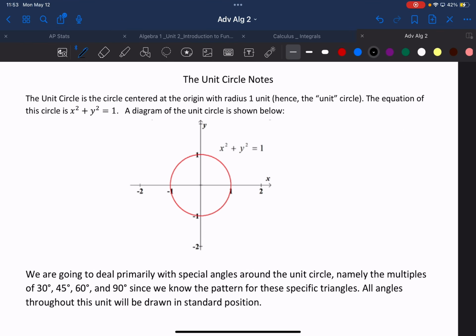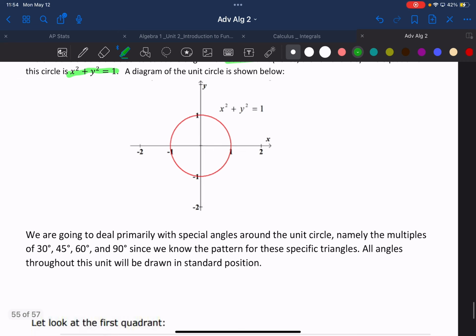Okay, these notes are over the unit circle. So it says the unit circle is the circle centered at the origin with a radius of 1 unit, hence the unit circle. The only important thing right there is that the radius is 1 unit. The equation of this circle is x squared plus y squared equals 1, and then a diagram is shown below.